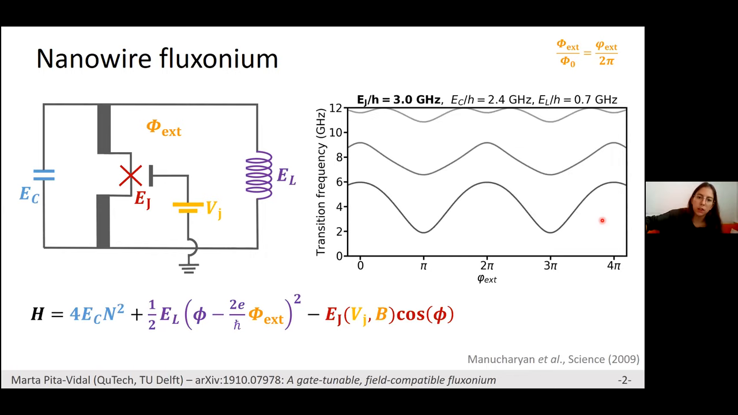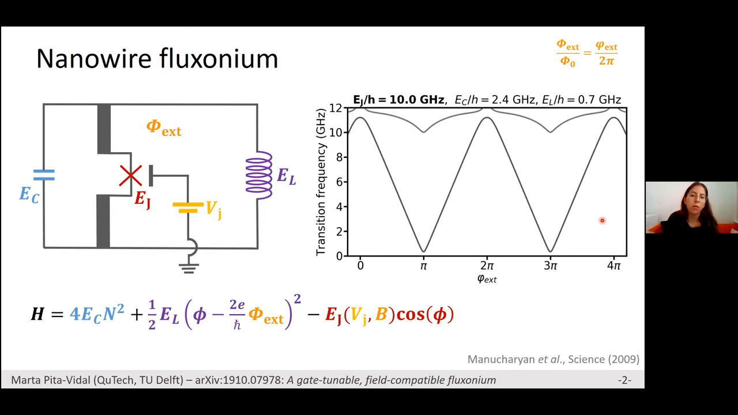And as we increase EJ, it becomes more and more fluxonium-like with its characteristic persistent current eigenstates and with a spectrum that is much more anharmonic and much more flux-dependent.